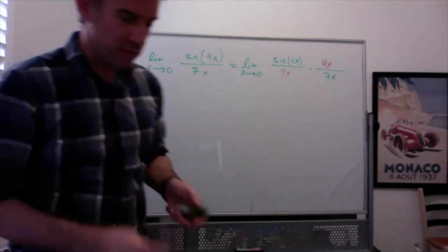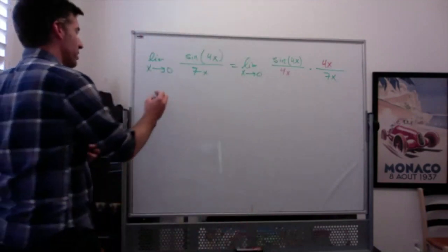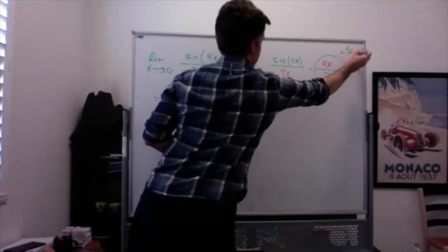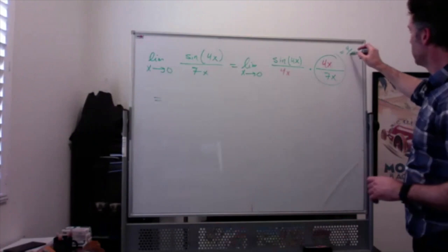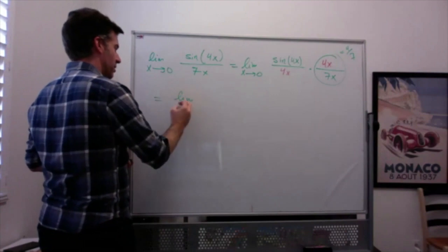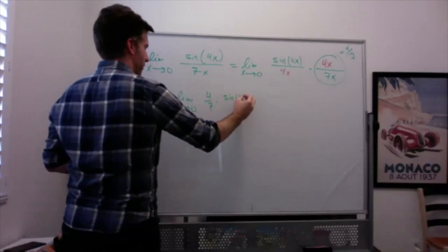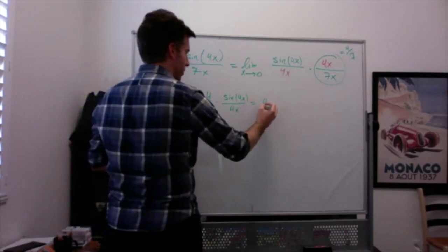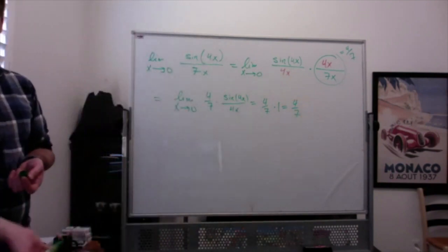Okay, so then we can do a couple things, and this really depends on how much work your teacher wants you to do. 4x over 7x is just equal to 4/7, because the x's can cancel there. So I can write this as the limit as x goes to 0 of 4/7 times sine of 4x over 4x. But this part just goes to 1. So this is equal to 4/7 times 1, which is 4/7. That's it.